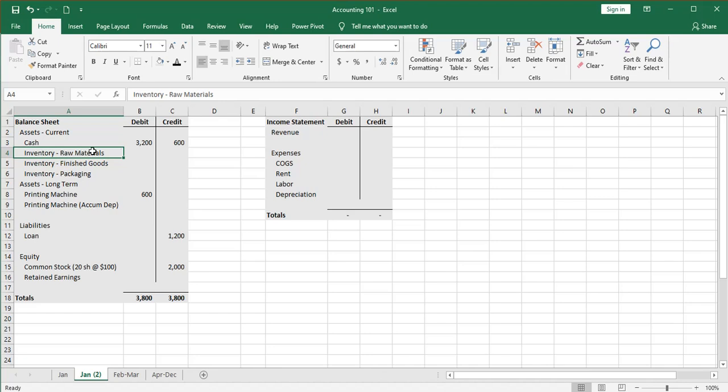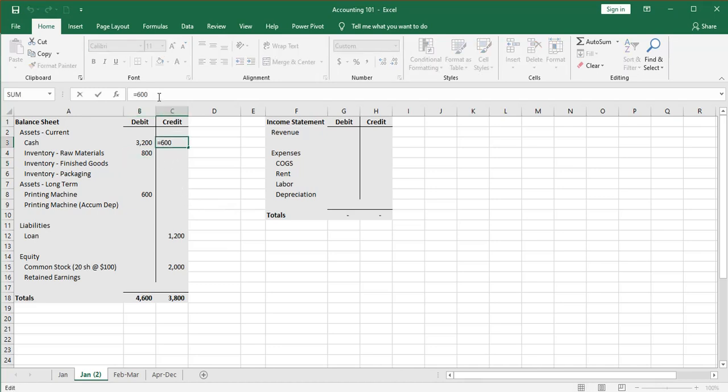The amount of raw materials that we're going to invest in is $800. So that's an increase to an asset account, or a debit. And of course, I'm going to pay cash for that, so I'm going to credit cash for another 800 over here. I'm still balanced.